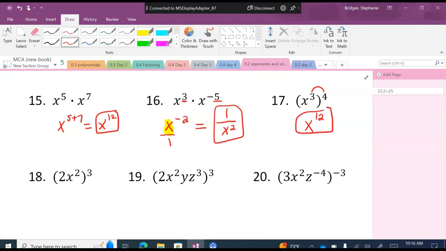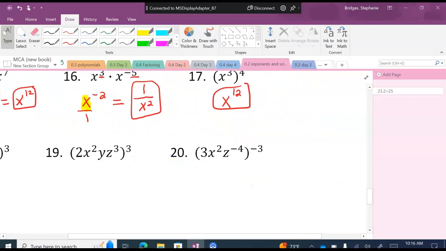All right, I want to skip 18 and 19. I want to talk about 20 just because you might have one of those in your homework. They're all the same type. So if you guys have 20 written down, just for time's sake. What we notice is inside my parentheses, I have a 3 times an x squared times a z to the negative 4th. But I also have all of that raised to the negative 3rd power. So the rule here is that everything that I'm multiplying inside of my parentheses is going to get that exponent of negative 3.